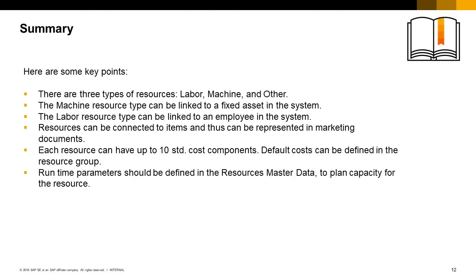Here are some key points to take away from this session. There are 3 types of resources: labor, machine, and other. The machine resource type can be linked to a fixed asset in the system. The labor resource type can be linked to an employee in the system. Resources can be connected to items and thus can be represented in marketing documents. Each resource can have up to 10 STD cost components. The default cost can be defined in the resource group. Runtime parameters should be defined in the resource's master data, to plan capacity for the resource.